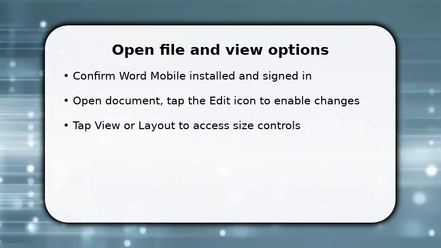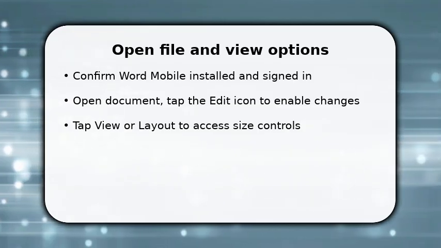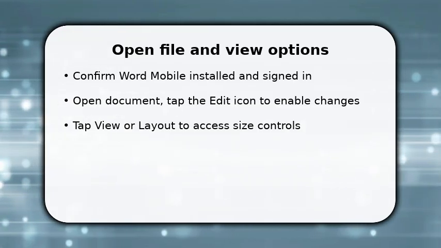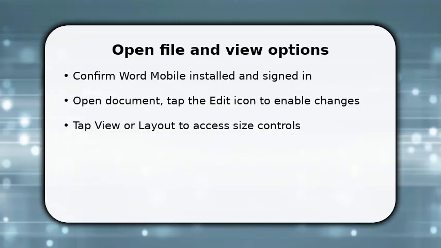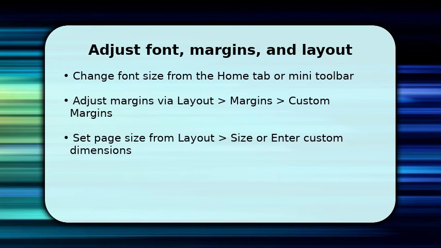If the ribbon is minimized, tap the caret to expand it. These steps let you access page size, font size, and paragraph spacing, the three places you will change dimensions next. You'll change the main elements that affect perceived size: font, margins, and page dimensions.